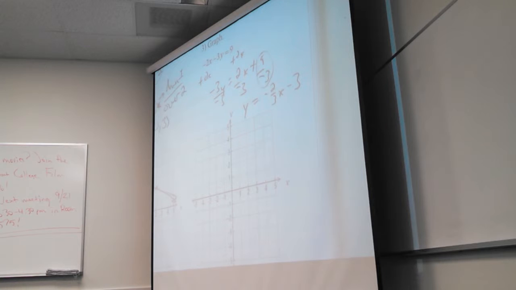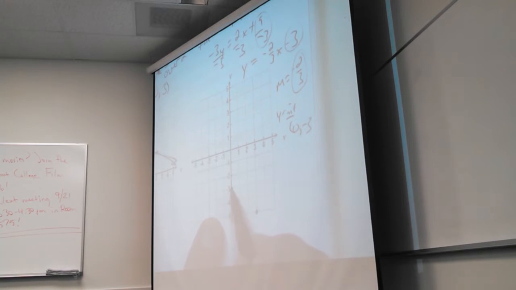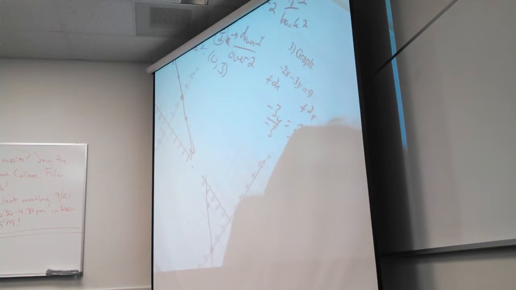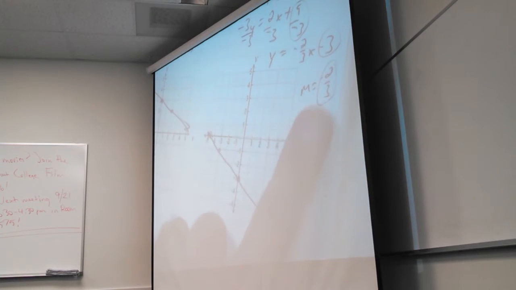All right, so what's the slope? -2/3, and the y-intercept? 0, -3. So 0, -3, and then from there I want to go down 2 over 3, or I could go up 2, back 3. And then you just connect the dots. And it's doing what it's supposed to do. It's a negative slope. It's supposed to be a negative slope.